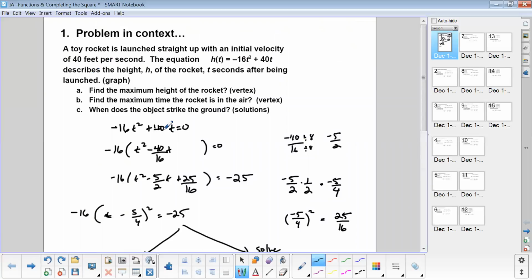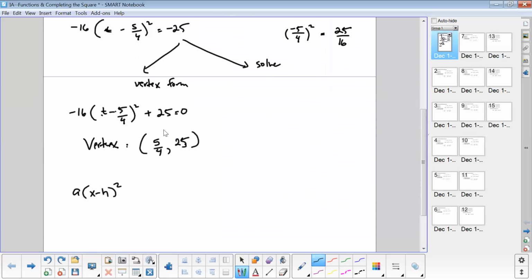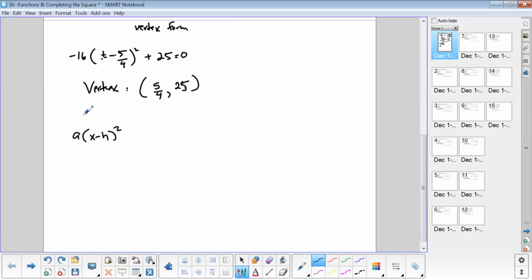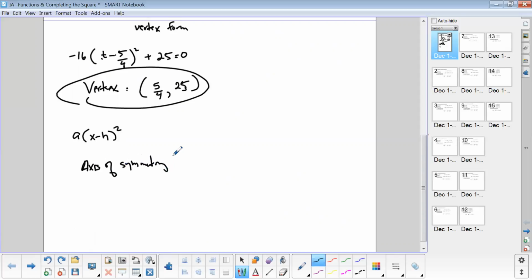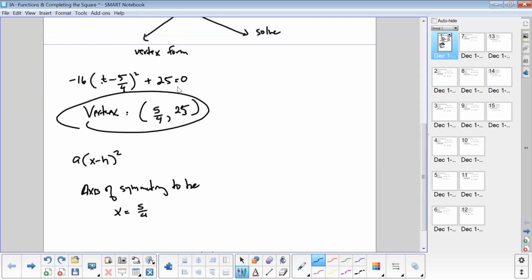So the vertex of this quadratic that models an object being launched at 40 feet per second has a vertex of 5 fourths, 25, which would make the axis of symmetry be x equals 5 fourths. It's always the x part of your vertex.